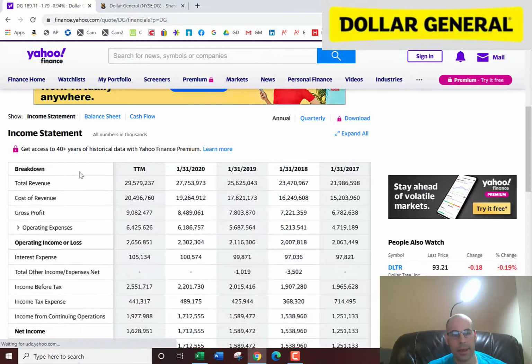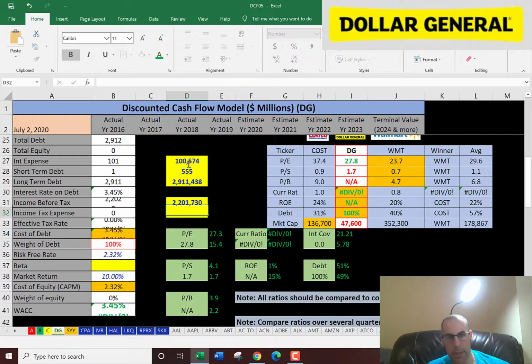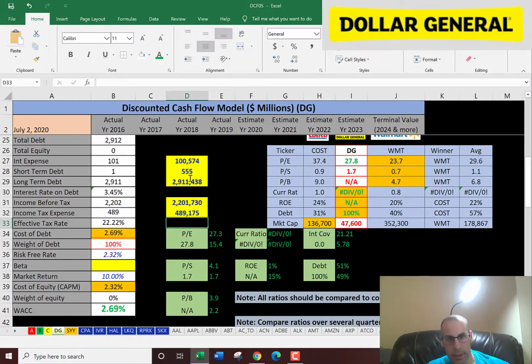Interest is tax deductible, so let's get their effective tax rate. The income before tax is $2.2 billion. That's on the income statement. And the income tax they paid is $489 million. So their effective tax rate is 22%. And the cost of debt is 2.69%. Let's get their cost of equity.